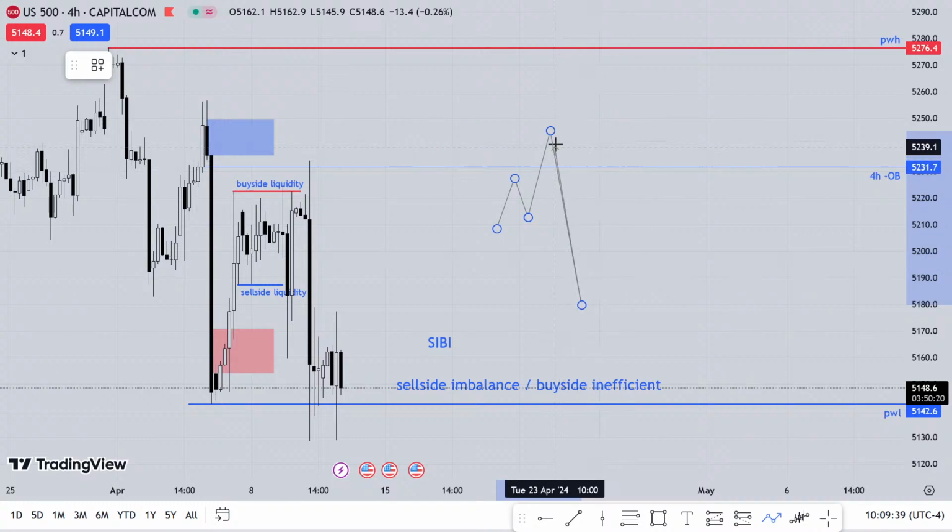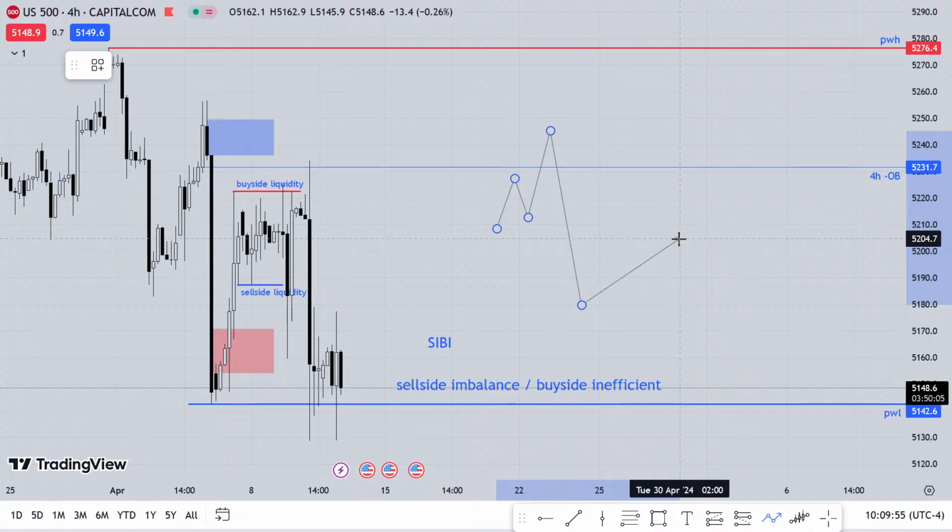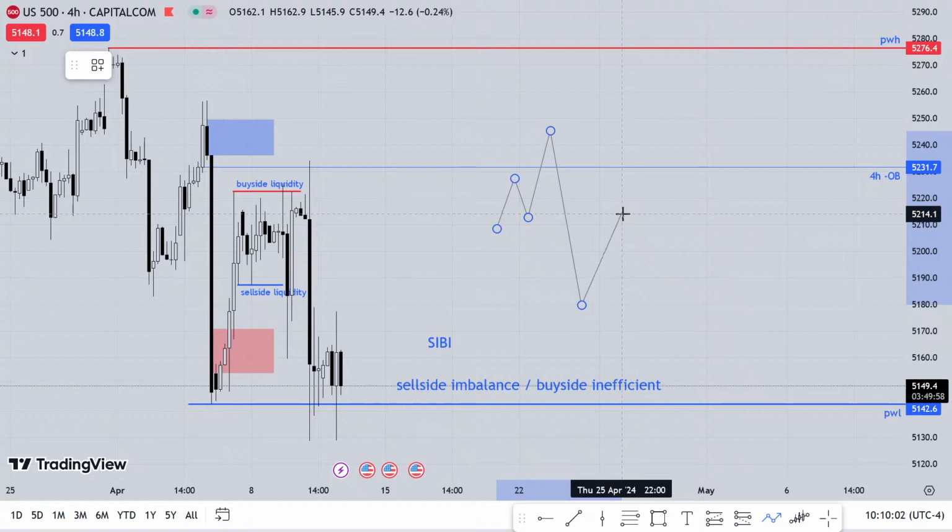Because it is lacking in buy side delivery, at a future time price is expected to trade back up into this SIBI to at least fill 50% of it. It doesn't really have to fill 50% of it most of the time, but the narrative in play in that body of price action will determine how much it should fill, how much buy side should be delivered.